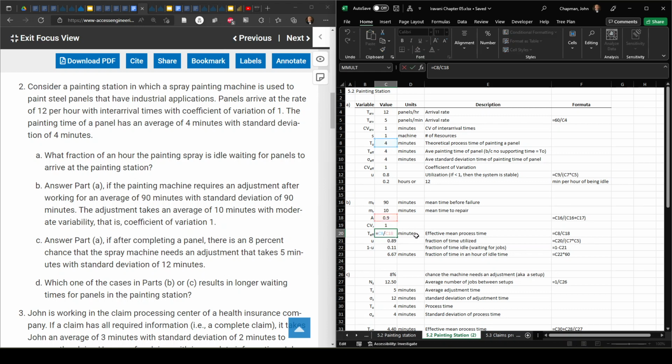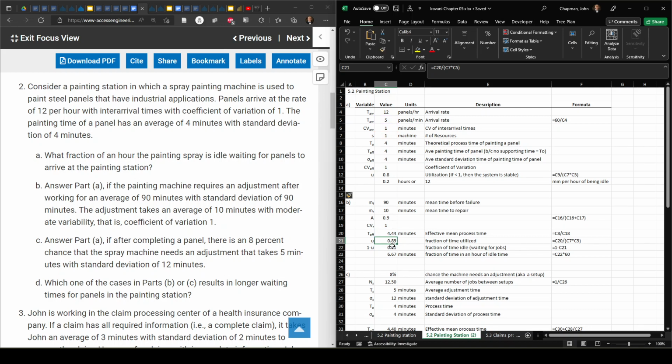And so we'll take the theoretical time, which is still 4, and divide by the availability to get our effective mean process time, given this scenario of adjustments. Again, we'll use the utilization, but this time we'll use this effective process time, which takes into account the repair. So we'll take that 4.44 divided by the arrival time times the number of resources. And that gives us 0.89.